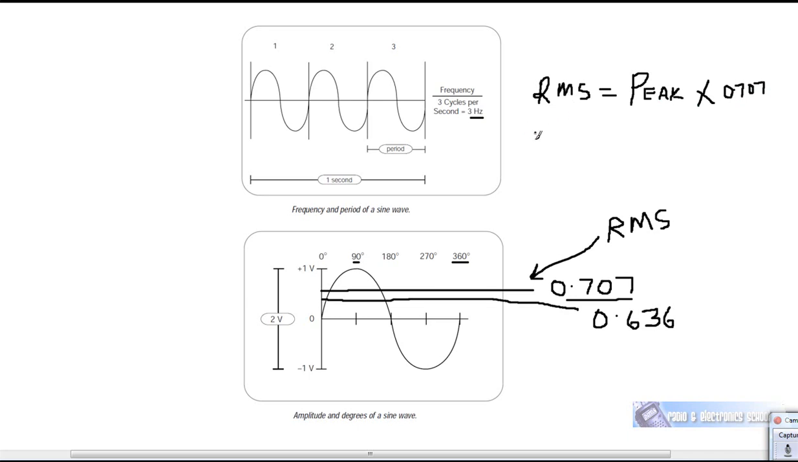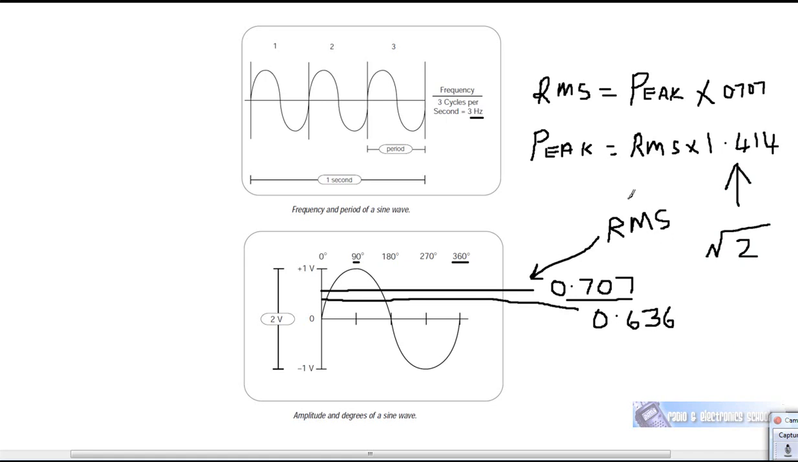If you want to know the peak value and you're given the RMS value, the peak equals RMS multiplied by 1.414. Now 1.414 just happens to be the reciprocal of 0.707. If you divide 0.707 into 1, you'll get 1.414. It's worth also knowing that 1.414 is also the square root of 2.